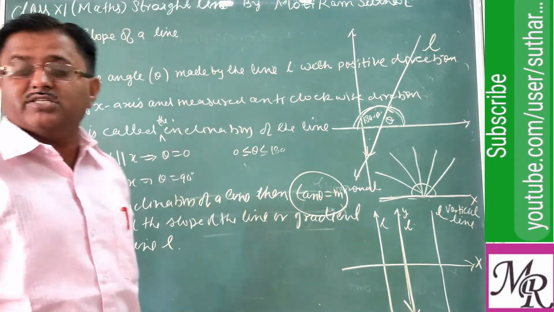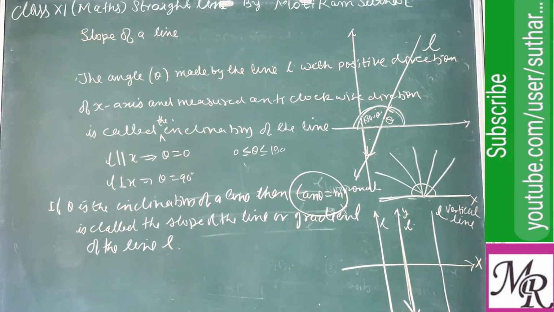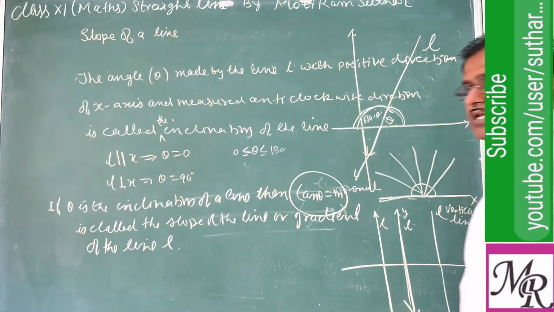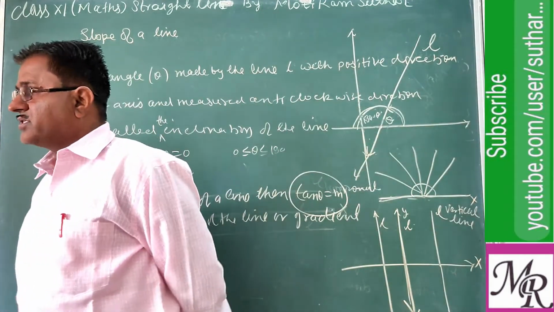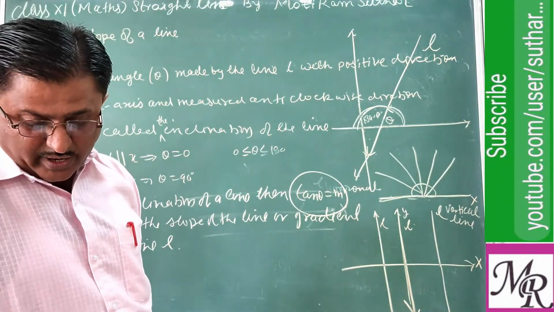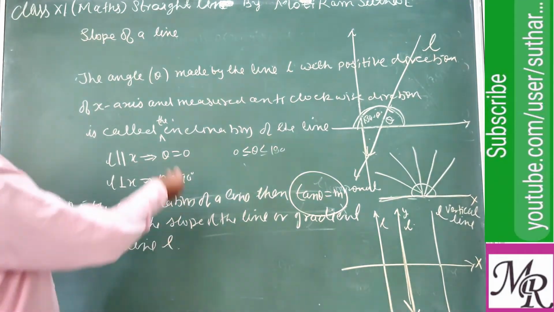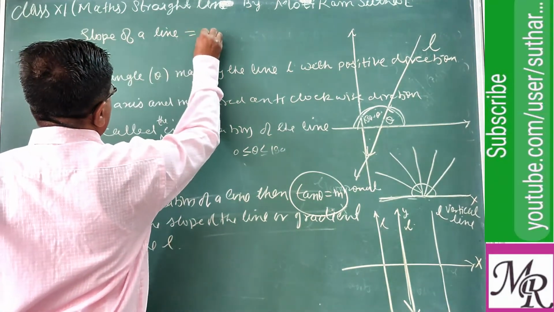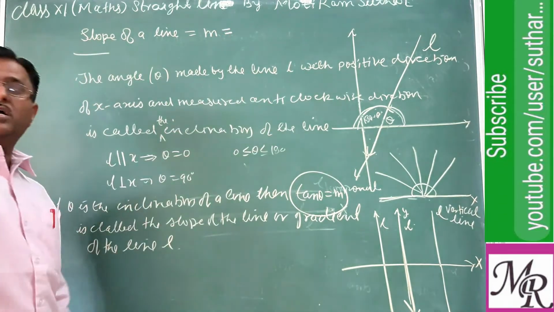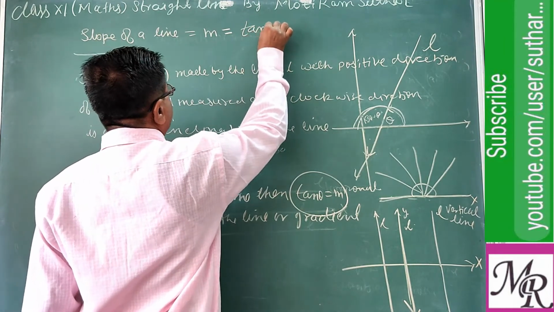So what is the definition of the slope of the line? Slope of the line is defined as tan theta, where theta is the inclination of the line with the positive direction of the x-axis, measured in the anti-clockwise direction. So we represent the slope of a line by m. M indicates the slope of the line, and the formula of the slope of a line is tan theta.